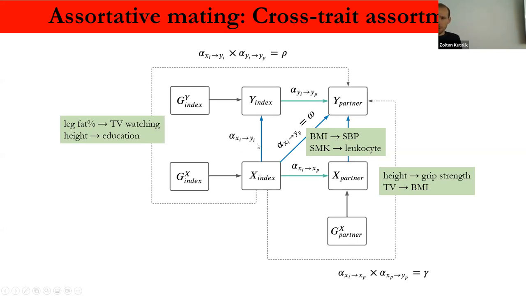Other ones which are very clearly going one way, for example, are leg fat percentage and TV watching. Leg fat percentage is the exposure. First, it goes to TV watching, and then TV watching induces higher TV watching in the partner. TV comes up again here. When TV is the exposure, your TV watching impacts your partner's TV watching, and then your partner's TV watching impacts your partner's BMI, which seems to suggest that you are much more assorting for TV watching than for BMI. Maybe it's true, maybe it's convergence, I don't know. But it doesn't matter whether TV watching was the exposure or the outcome; it determines which path will be stronger, and the path where TV watching is jumping between partners is usually the preferred path.